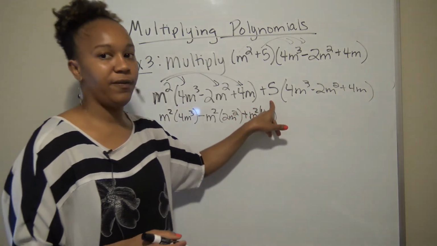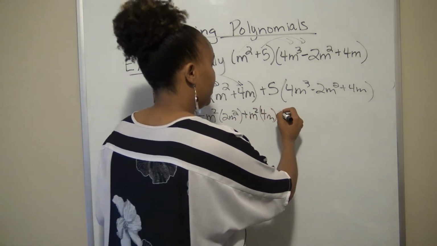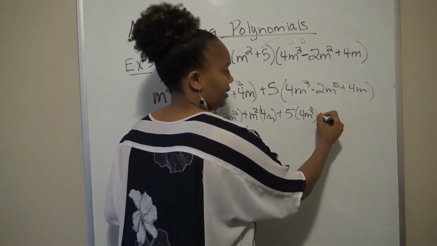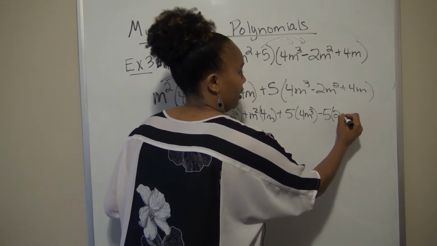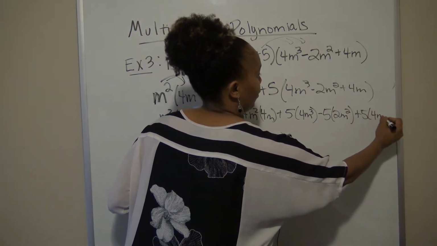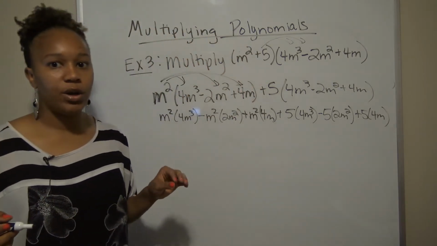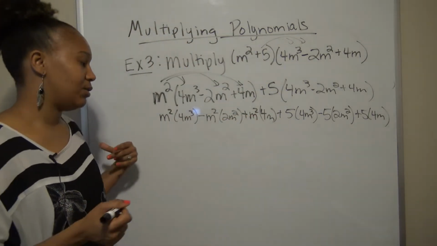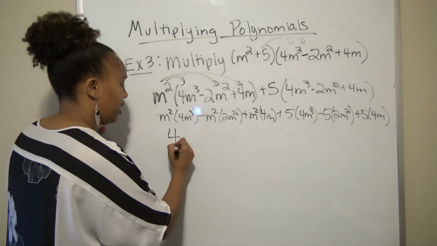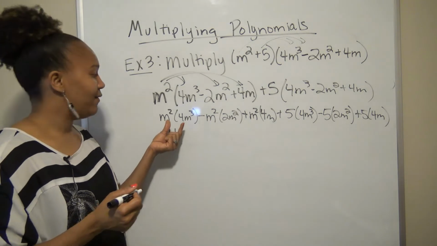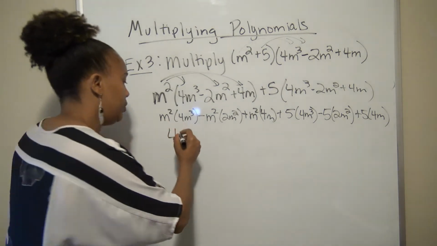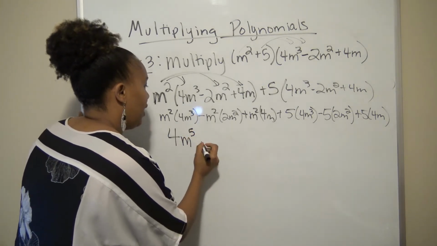Now I'm going to distribute 5 to each of these, so plus 5 times 4m to the third, I'm bringing that sign down, minus 5 times 2m squared, bringing that sign down, plus 5 times 4m. And so now what I want to do is go through and multiply each of those. There is no number to multiply with this 4, so that will just stay a 4. But when I multiply the variables, I end up adding the exponents by the product rule. So this becomes m to the 5th power.